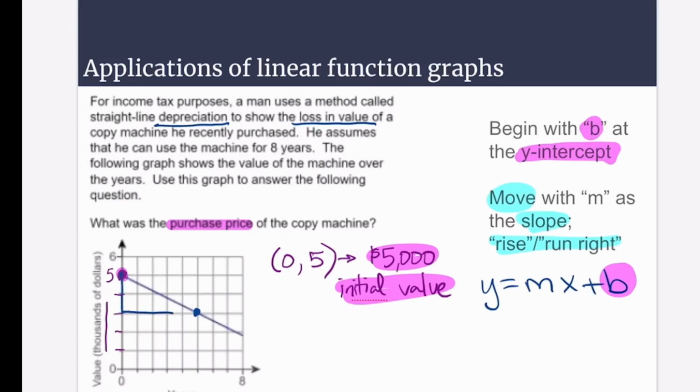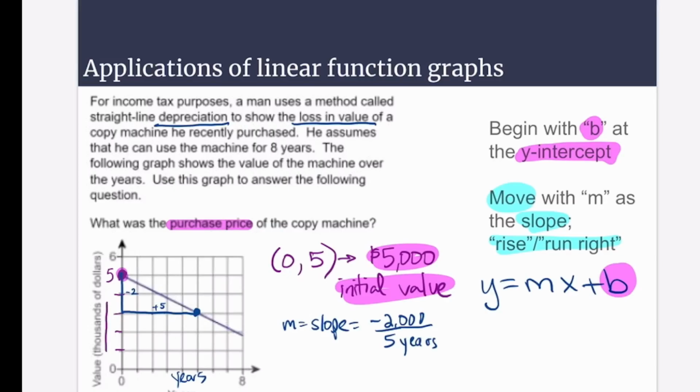So if we do a quick graph analysis, this is going down 2 and over 1, 2, 3, 4, 5. So your slope, which is the rate of change, how this is changing, it's going down 2 and over 5. Now again, that 2 is in thousands, so it's negative $2,000. And that 5 is in years. So it's negative $2,000 over 5 years.